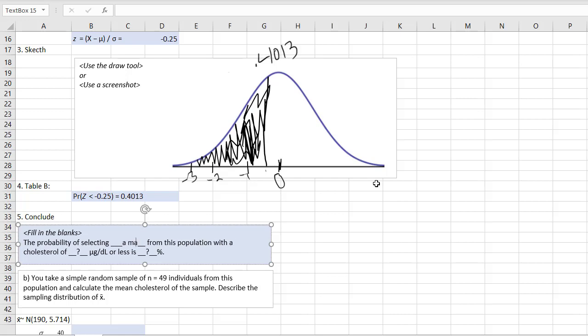Now we conclude, and to fill in the blanks, the probability of selecting a man from this population with a cholesterol of 180 milligrams, that should say, excuse me, yeah, that is correct, or less, is going to be 40%. Just 40% right there. So that's where we're getting this 40%. What if we were just to put our hand in the bag and pull someone out, and the chance of them having a cholesterol less than 180 is 40%.